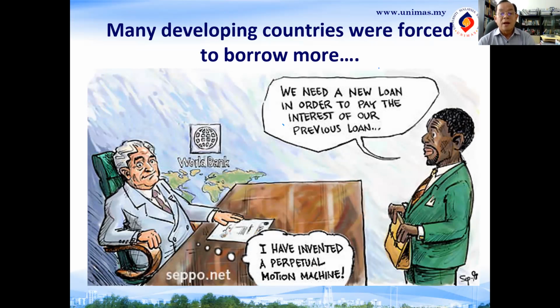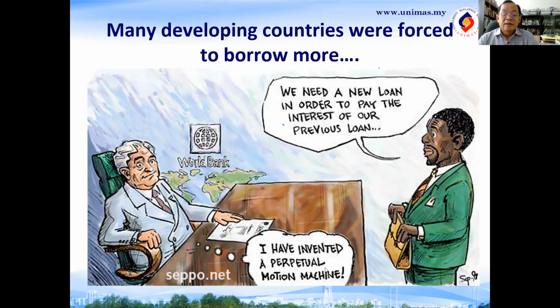Okay, so this is just a cartoon showing exactly what the situation was. This is the African, and this is the World Bank on this side. The African said we need a new loan in order to pay the interest of our previous loan, which may have actually been taken by the previous rulers, but still the government will have to pay for that.